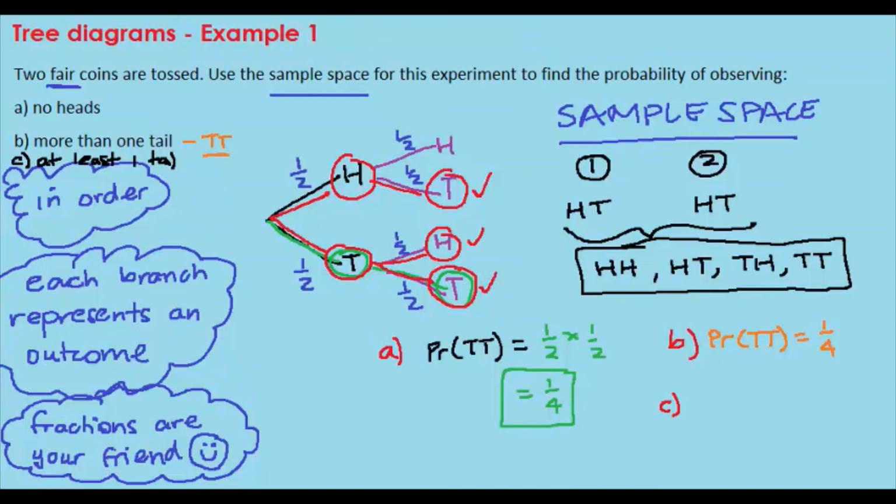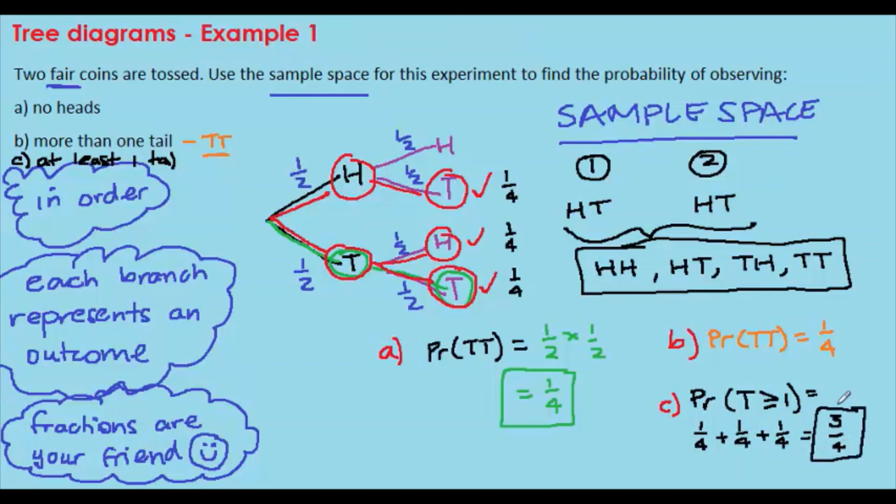Now, at least one tail, I would write as the probability that tail is greater than or equal to 1. So there is at least one. And each of these branches follow 1/2 times 1/2. So this would be 1/4, this would be 1/4, and we've already established that 2 tails is 1/4. So it would be 1/4 plus 1/4 plus 1/4, which equals 3/4. So that's the probability that we have at least one tail. Wasn't asked in the example, but it's always good to be able to manage our tree diagrams for slightly more tricky outcomes.